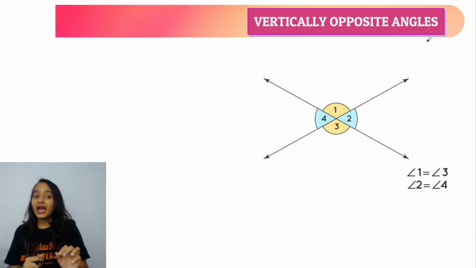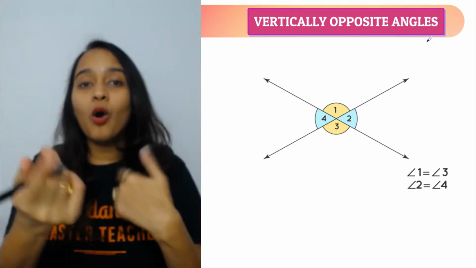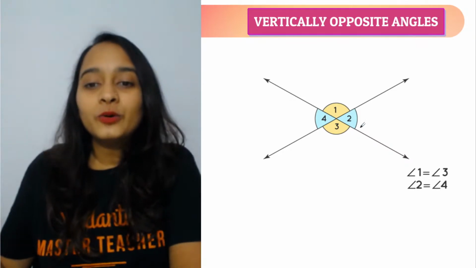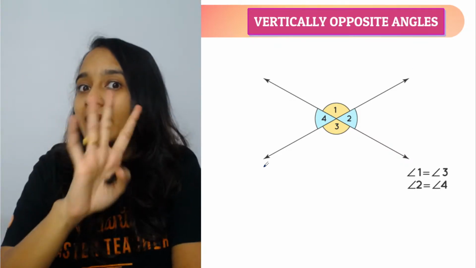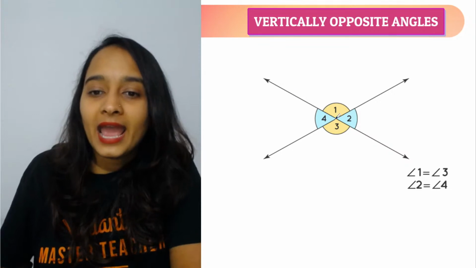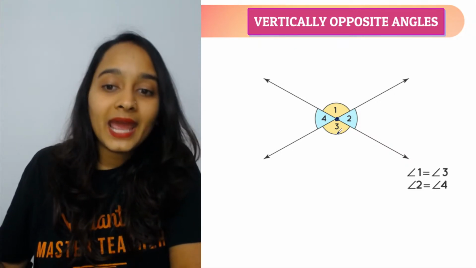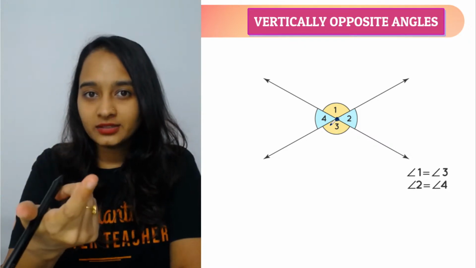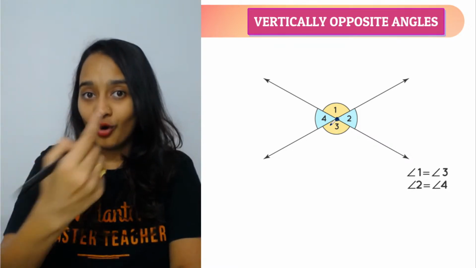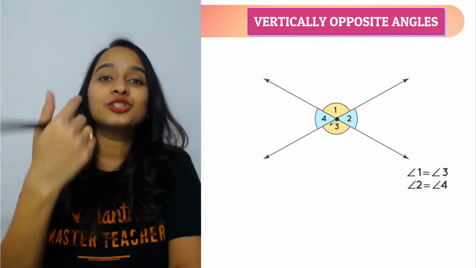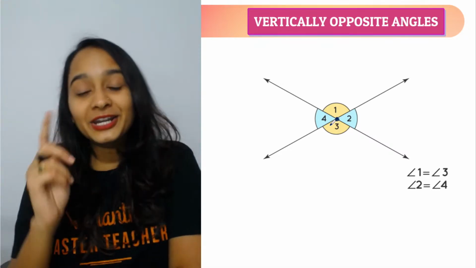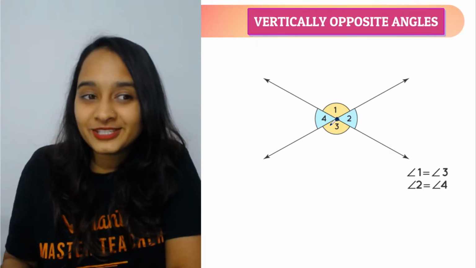Now, then we have our vertically opposite angles. When two lines intersect, four angles are being formed, right? And this is our point of intersection. Now, angle 1 and angle 3 are sitting opposite to each other. Just like how you and me are sitting opposite, 1 and 3 are also sitting opposite to each other. And 2 and 4 are sitting opposite to each other.